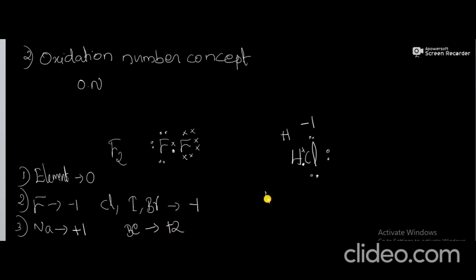Fourth rule: the oxidation number of hydrogen is +1 in all compounds except in ionic hydrides, that is sodium hydride, which is an ionic hydride, or calcium hydride, CaH2, another ionic hydride. In these cases the oxidation number of hydrogen is not +1, whereas in all other compounds hydrogen possesses an oxidation number of +1.